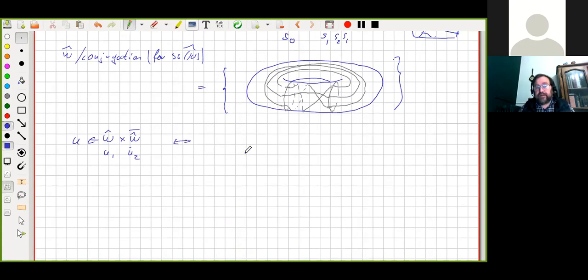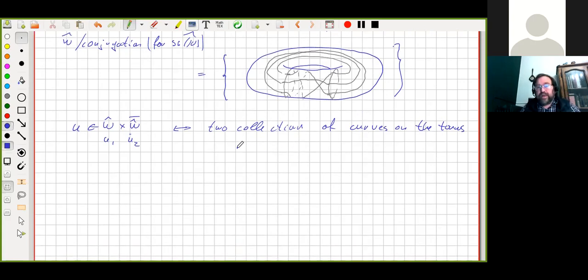Therefore, it corresponds to the diagram on the torus, so two collections of curves on the torus. And therefore, we can orient this collection of curves in some way. So for example, for this picture, there is a natural orientation in this sense. And of course, we can orient one collection in one sense and another collection in another sense. So to orient them in opposite directions.